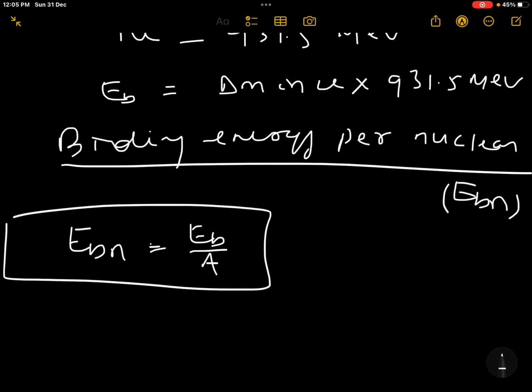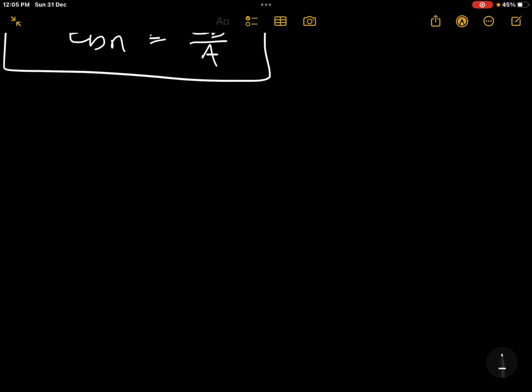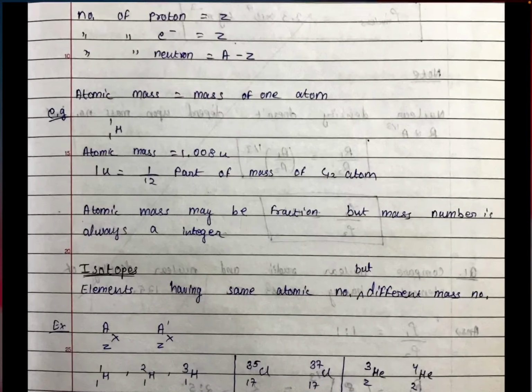So binding energy per nucleon is binding energy by mass number. In the question, how can you find the mass number? See, in the question it will be given. Suppose it is like this. See, mass of proton, meaning mass of hydrogen atom, will be given, mass of neutron will be given, and mass of the nucleus must be given. If you see one question, it is like this.